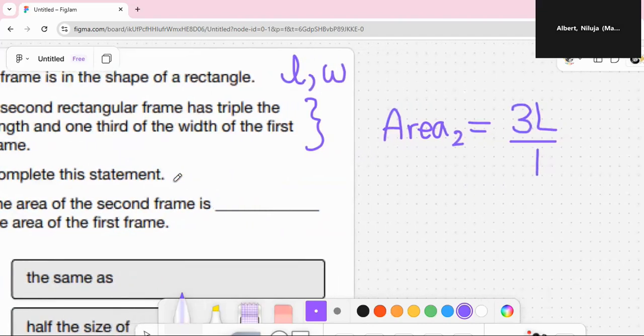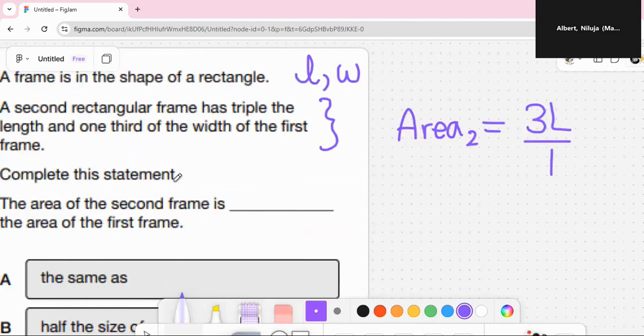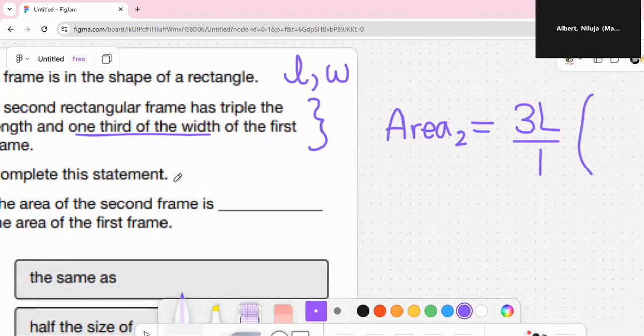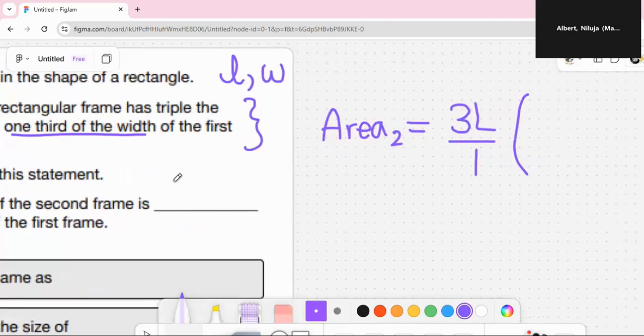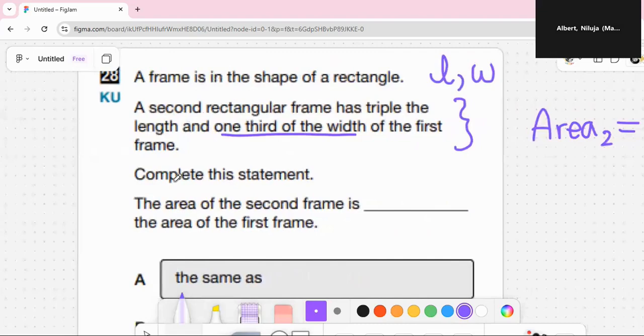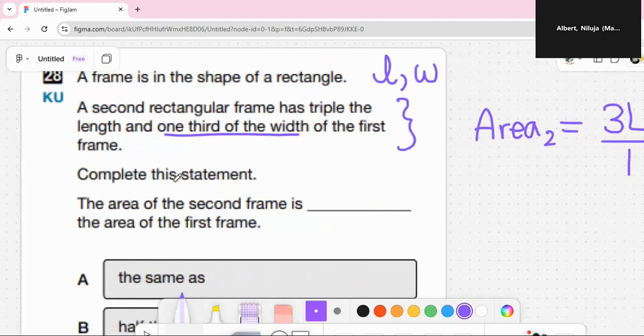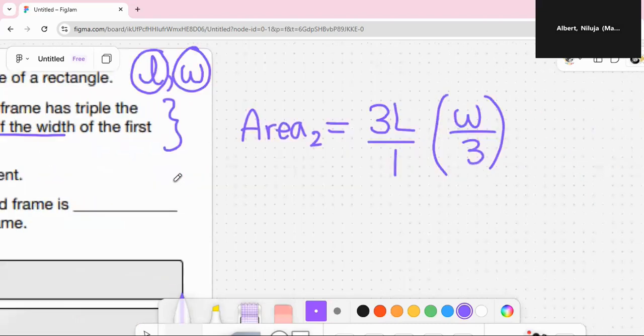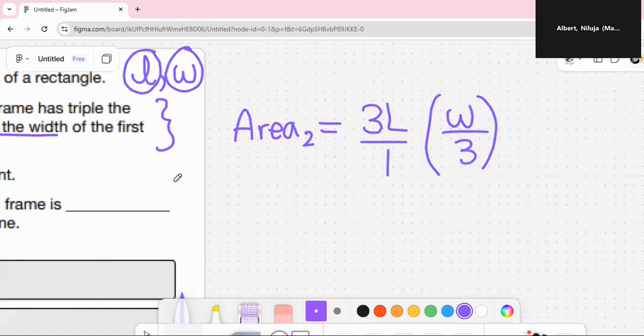And we're going to be multiplying by a fraction, as triple the length and 1/3 of the width. So I have to multiply this by 1/3. We can say 1/3 W, or we could say W over 3 of the first frame. Remember, L is the length of the first frame, W is the width of the first frame. Now, if I went to try to simplify this, you'll notice that the 3's cancel out.